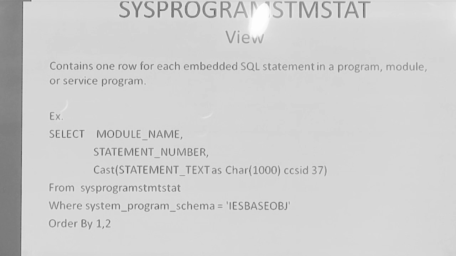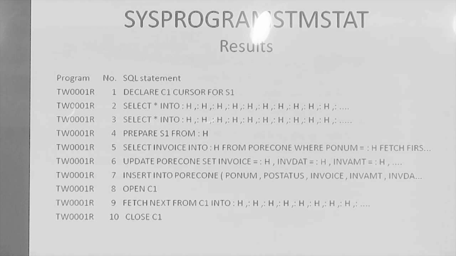And now notice I put the where on system program schema. That's the 10-character program schema column. If I'd left off the word system, then that column is 128. But I'm just selecting. I could have picked either one. It didn't matter. Now here, you don't get the exact statement. You get pretty close.